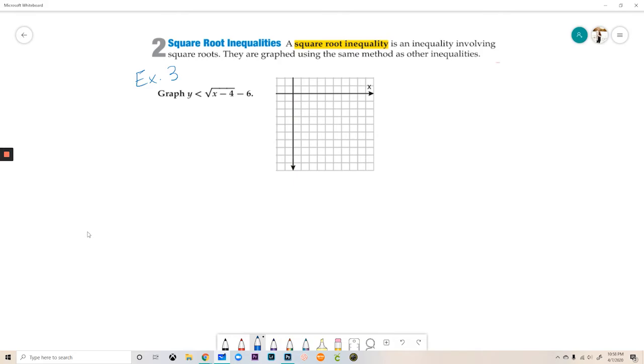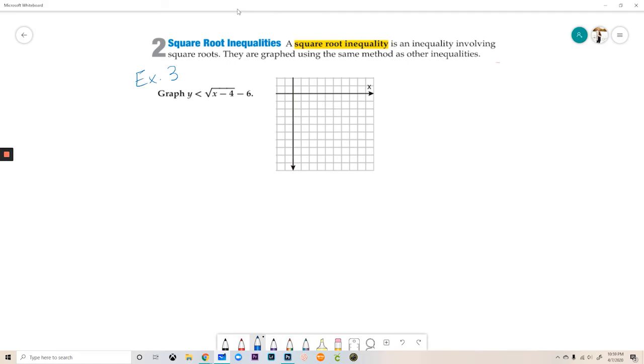So a square root inequality is an inequality involving square roots. Who would have thunk it? They are graphed using the same method as other inequalities. We have talked about this before, graphing linear equations or quadratic equations where you have the dotted line, the solid line, shaded inside or outside of the parabola or above or below the line. This is what we're talking about here. So we're going to first graph this, and then we'll pick it apart.